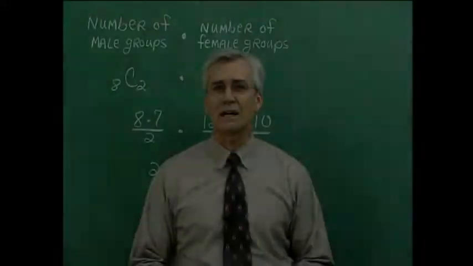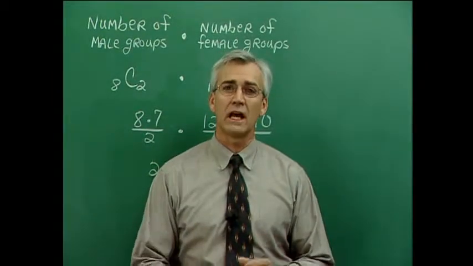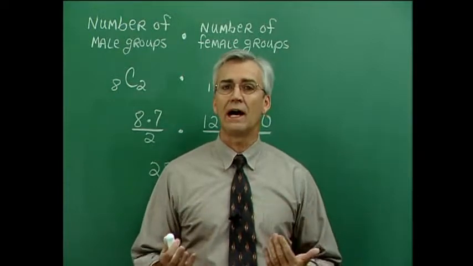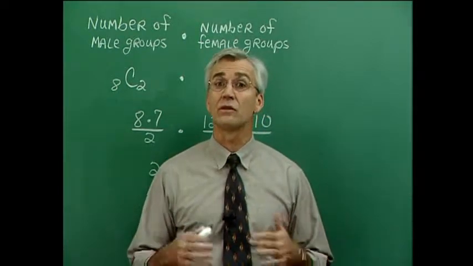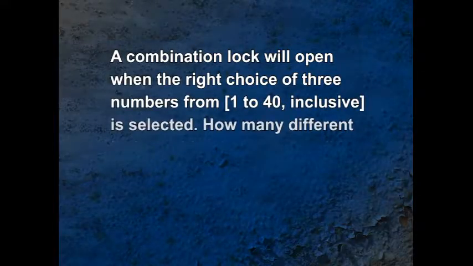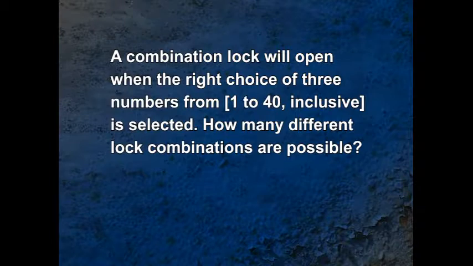Now we're going to look at an animation involving a combination or permutation problem. I'd like for you to try to decide which kind of problem this is as the problem is being read. Take a look. A combination lock will open when the right choice of 3 numbers from 1 to 40 inclusive is selected. How many different lock combinations are possible?